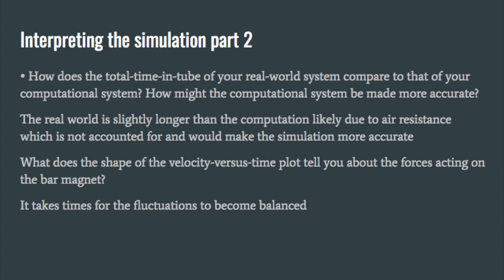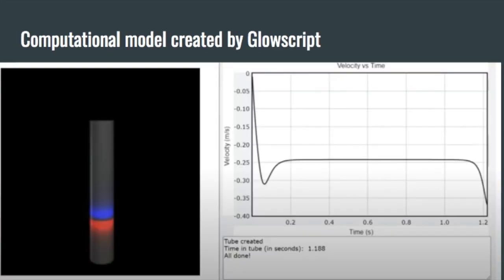What does the shape of the velocity versus time plot tell you about the forces acting on the bar magnet? So as you can see, if we go back to the velocity versus time graph, you can see that it takes a little bit of time for the fluctuations to become balanced. And once those do become balanced, it remains basically constant throughout the fall.